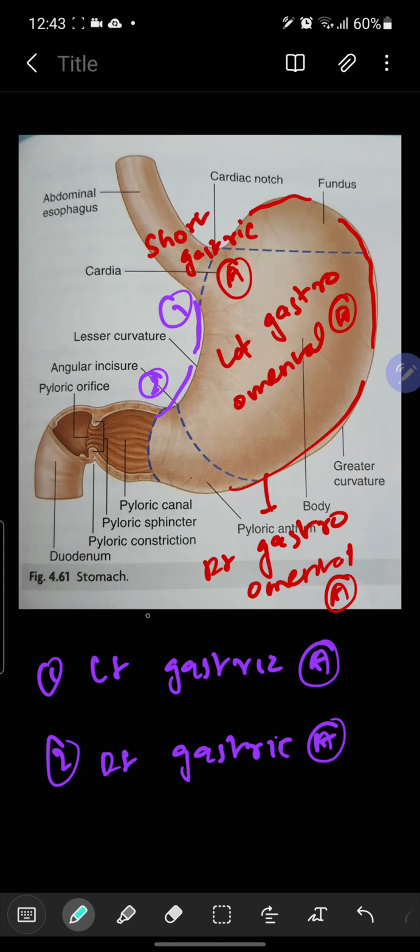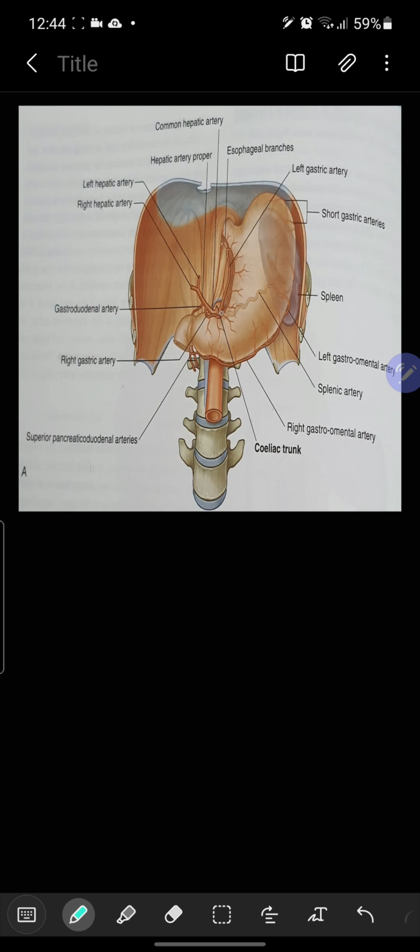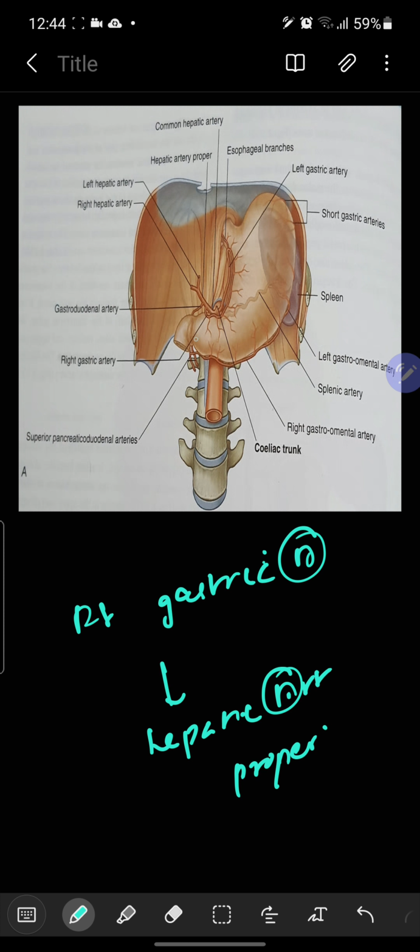I just want to mention that this left gastric artery is a branch of celiac trunk. Here you can see from the celiac trunk the left gastric artery arises. The right gastric artery, this one, is a branch from hepatic artery proper. That means from the celiac trunk there is a branch called hepatic artery proper, which divides into right and left hepatic artery, as well as it gives a branch to right gastric artery.